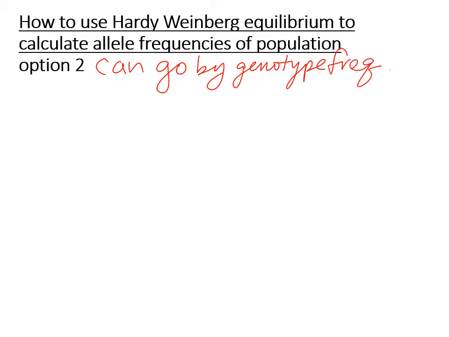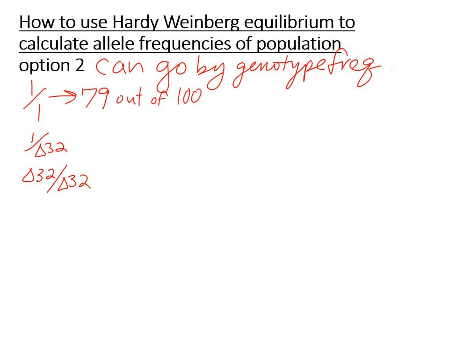Now we said there are three genotypes in this example. There's the 1-1, the 1-delta 32, and the delta 32, delta 32 genotype. The first genotype, 1-1, we said that the frequency was 79 out of 100 individuals. Well, mathematically, what frequency is that? 79 out of 100 means 79 divided by 100, right? Which is equal to 0.79 frequency.